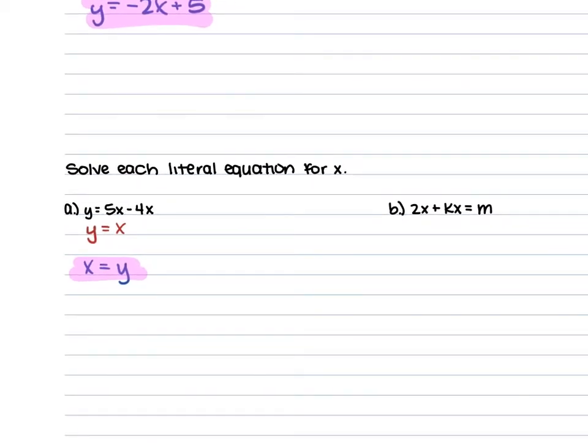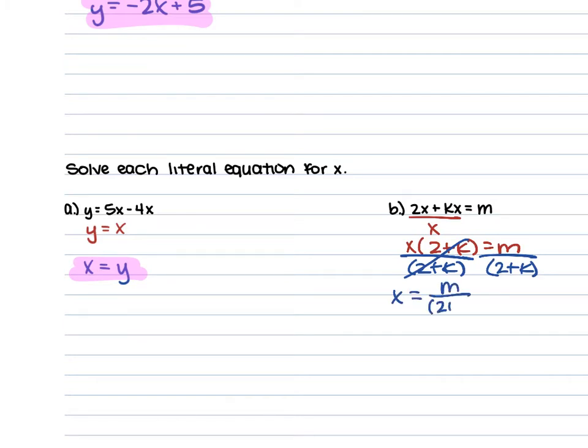For B, we have 2x plus kx is equal to m. So we're going to divide out an x from these two terms. So it's going to be x times 2 plus k is equal to m. And then just divide each side by that 2 plus k to get your x by itself. Now, with this, you have x is equal to m over 2 plus k.